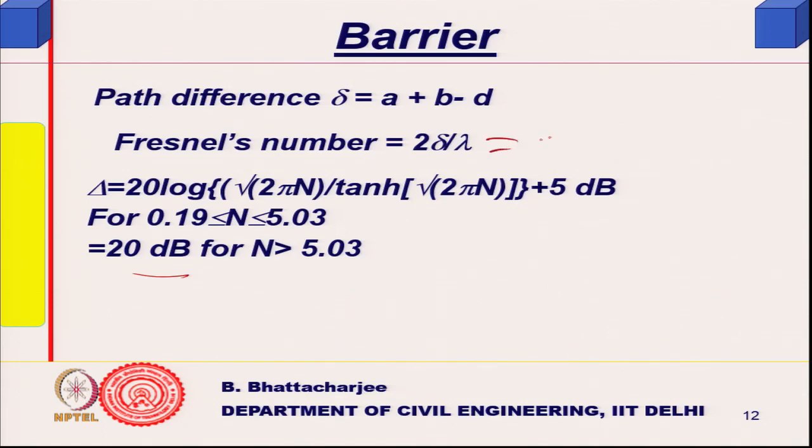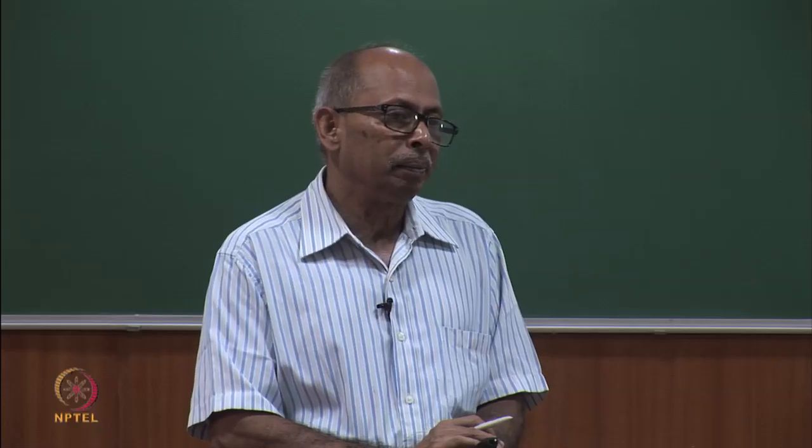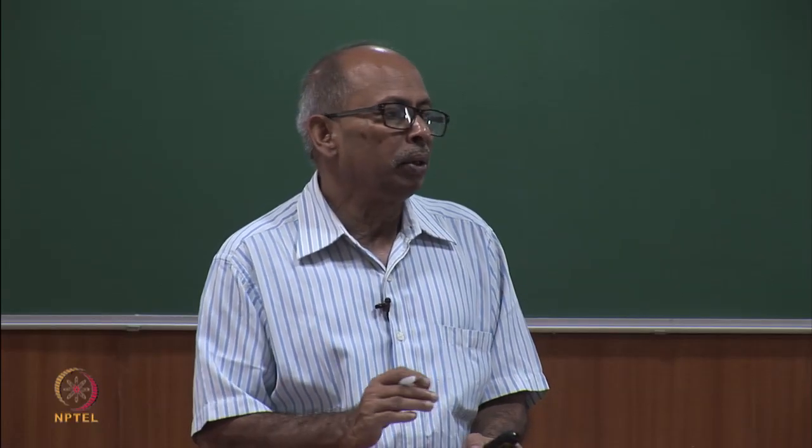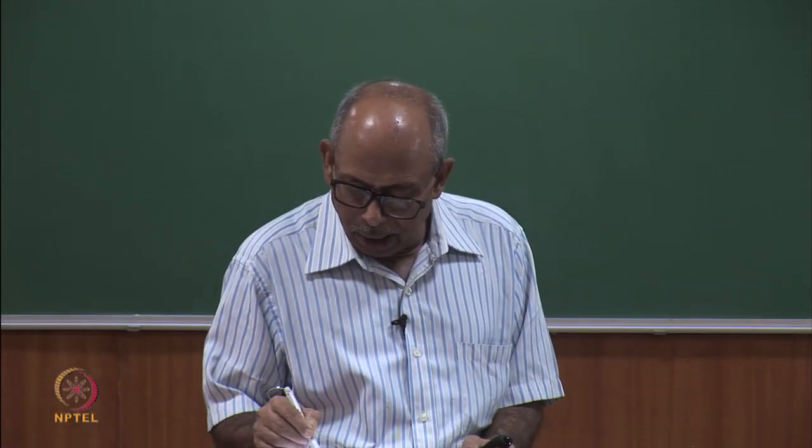This is related to the path difference, and obviously the wavelength or frequency of the sound that is there. So, if you look at another formula which is given in IS 4554, Indian Standard 4554, which is actually the code for noise abatement, generally outside, for DBr.